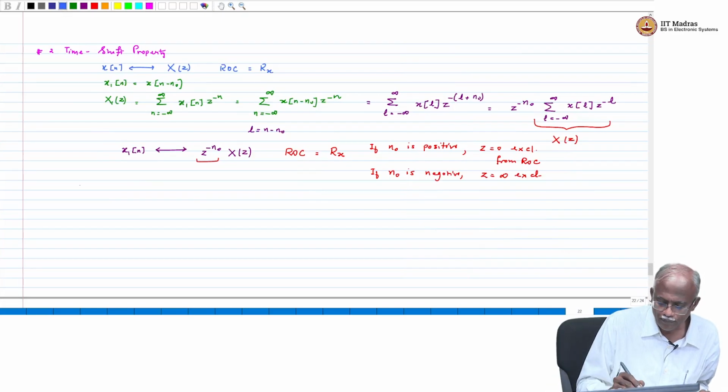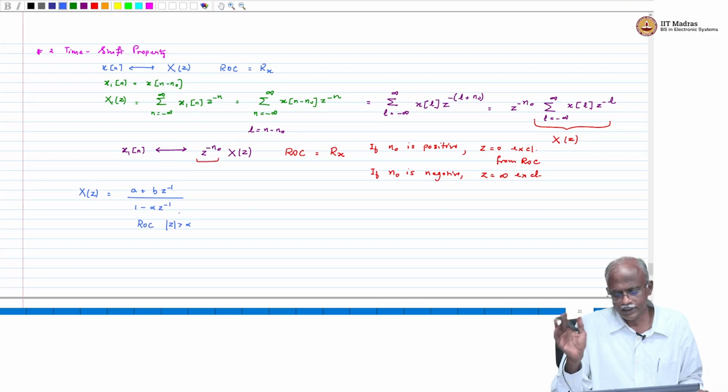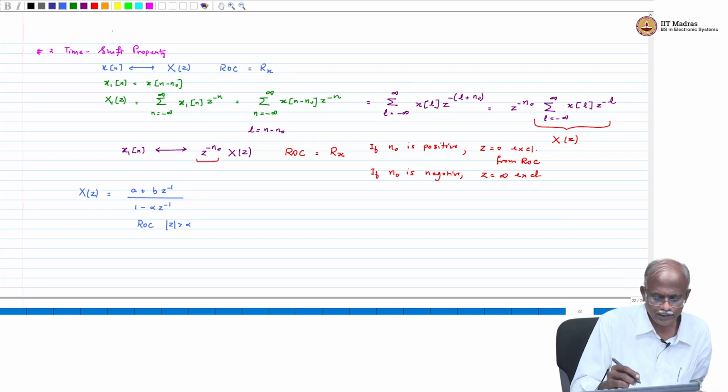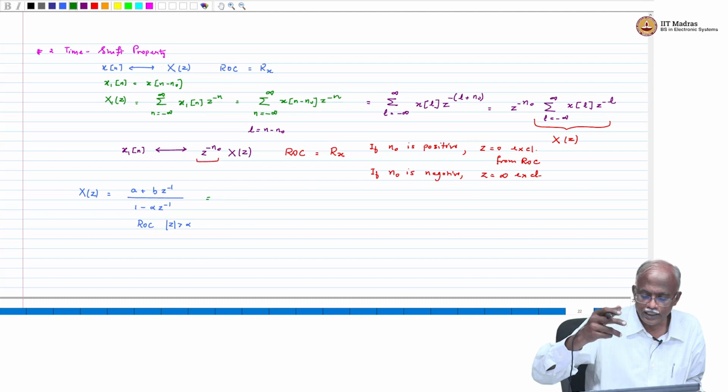So supposing I were to tell you that X(z) is of the form (a plus b z inverse) divided by (1 minus alpha z inverse). Okay, and we are given the ROC mod z greater than alpha. That means it's a right-sided sequence. So how do we deal with this? This is actually a very useful application of the shift property and the linearity property.